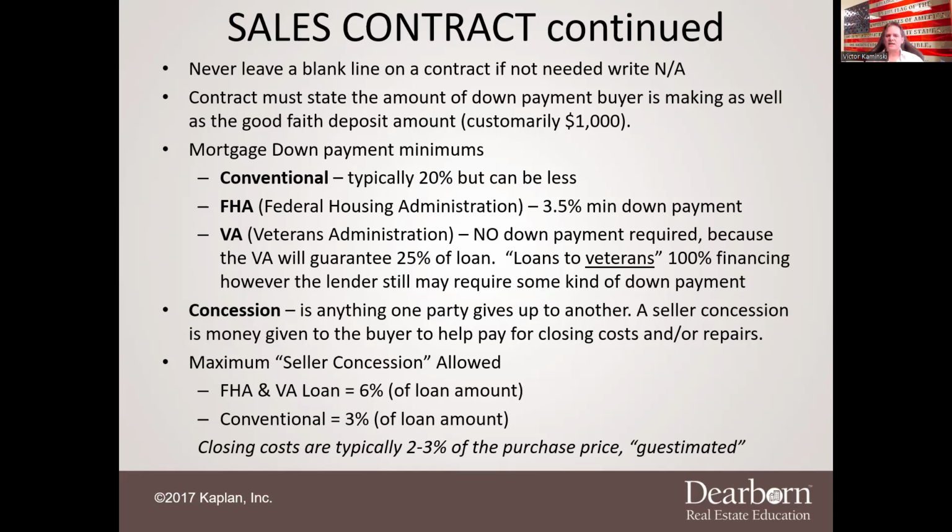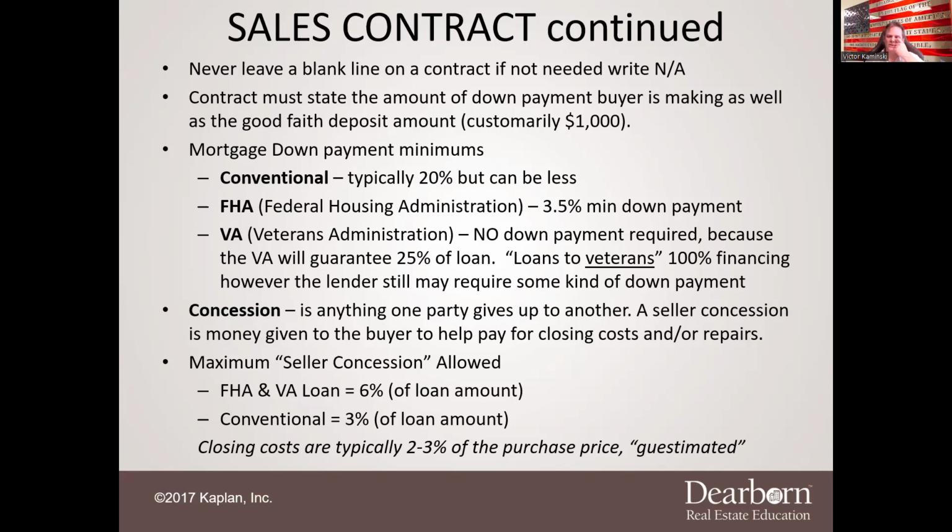So in real estate, a seller's concession is when a seller gives up money to the buyer that they could use for their closing costs, to help them purchase the seller's home, or to help with money for down payment or repairs. All right, so there is a maximum seller concession that is allowed by law. For FHA and VA loans, that is 6% of the loan amount, not the purchase price, but the loan amount. And for conventional loans, it's 3%.